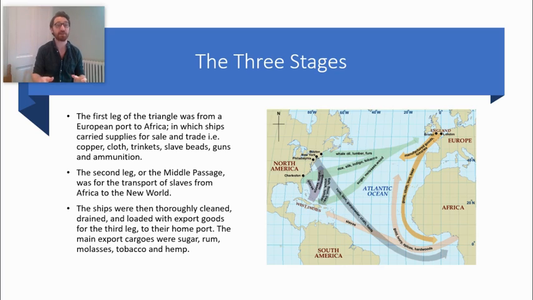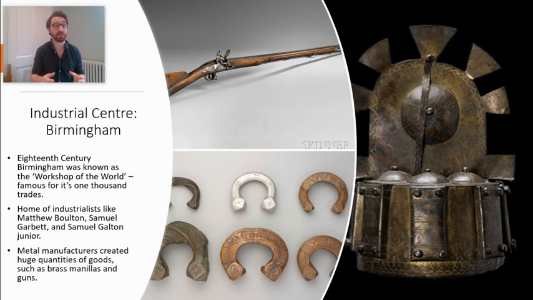So we're not actually going to begin in a port town where you might expect. We're going to begin a lot closer to where we are. We're going to start in Birmingham. And this is really where the beginnings of the triangular trade route take place, and other industrial centres like Birmingham.